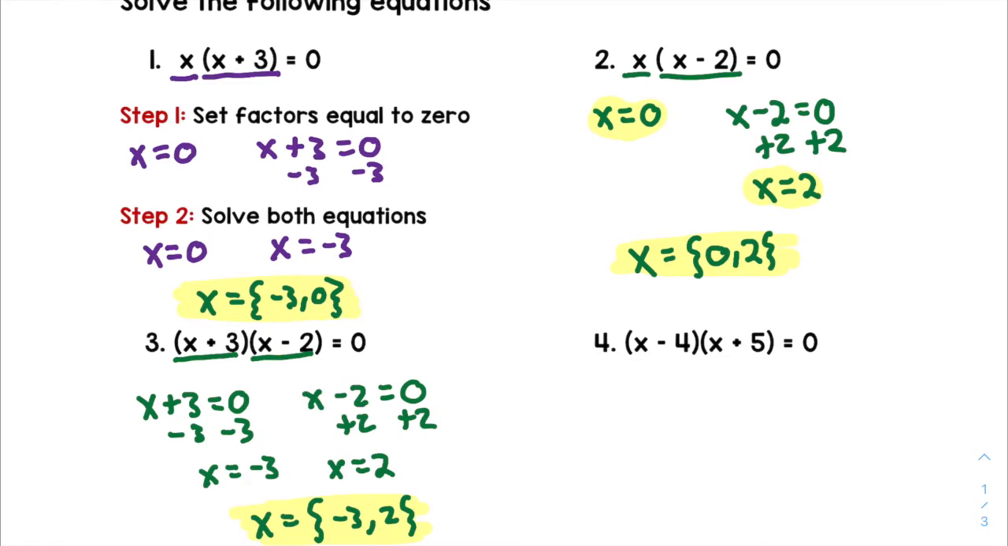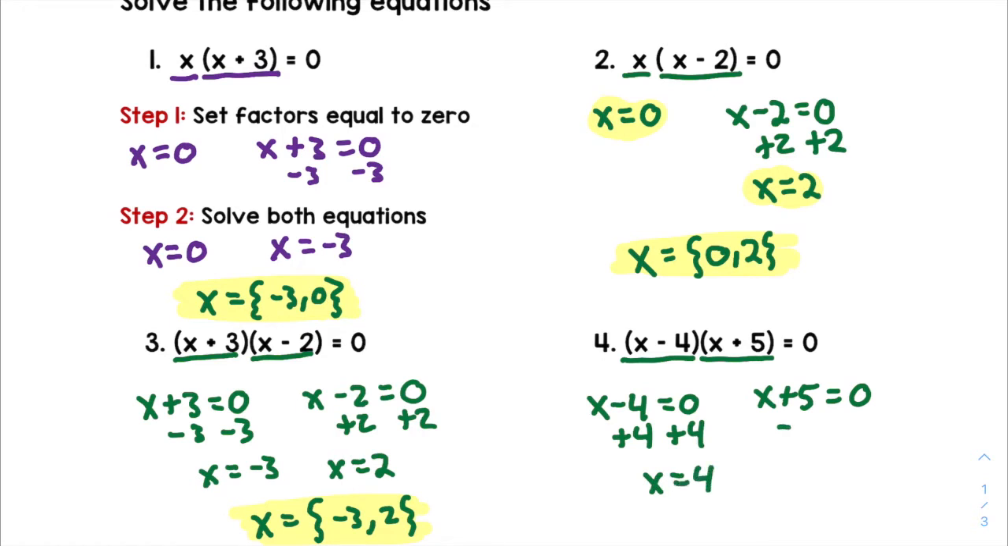Similarly, in problem number 4, the factors are x - 4 and x + 5. We'll set them equal to 0 and then solve them. For the first equation, I will add 4 on both sides to get our first solution, x = 4. And for the second equation, we'll subtract 5 on both sides to get our second solution, x = -5. The solutions for problem number 4 are -5 and 4.